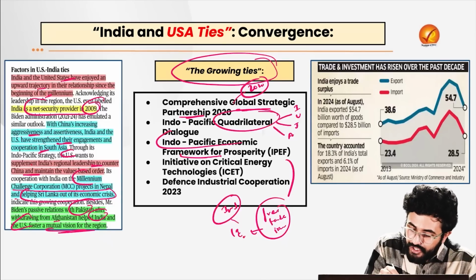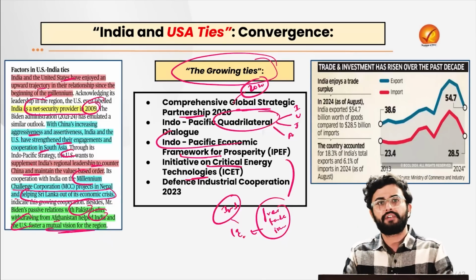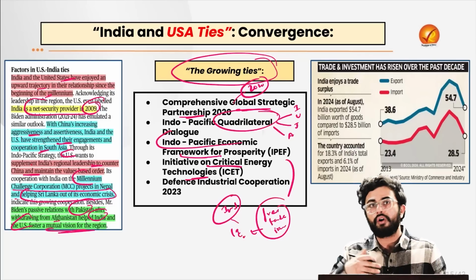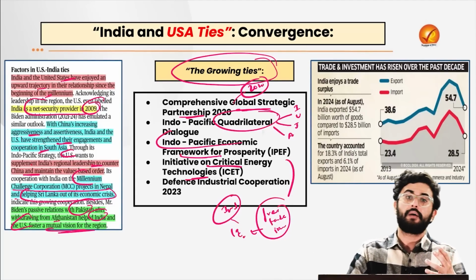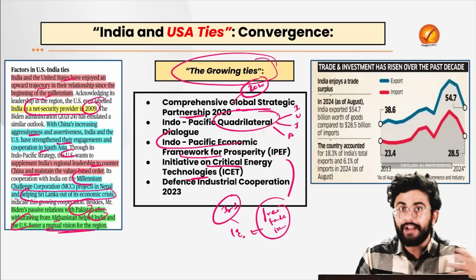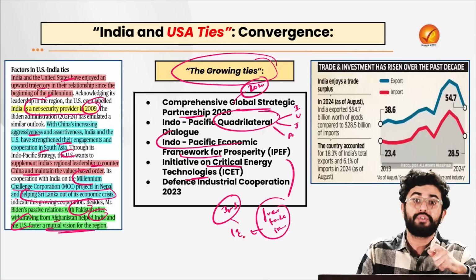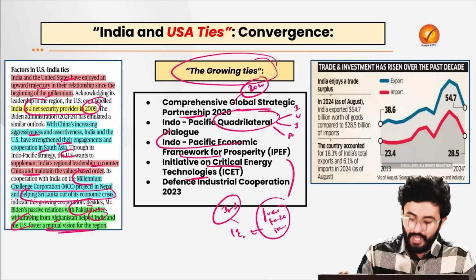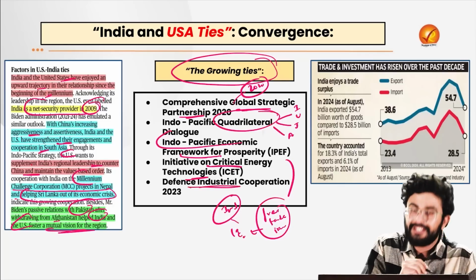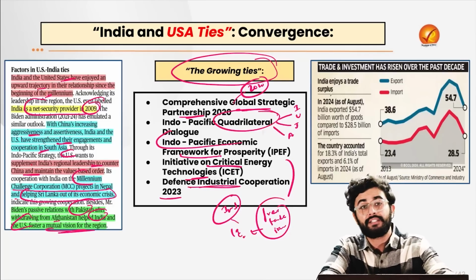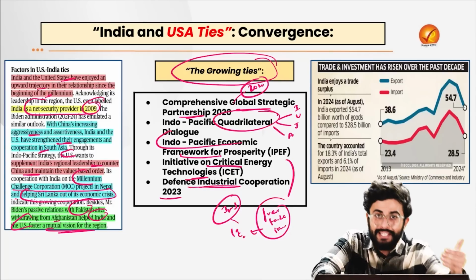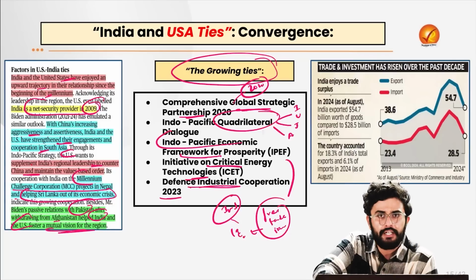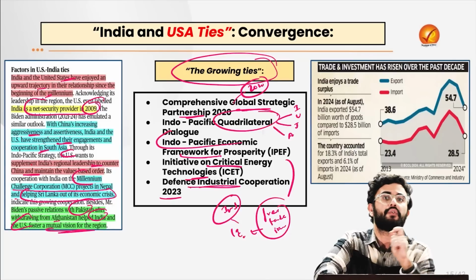Then we have signed an initiative on critical energy technologies, where we are developing technologies like long artillery rounds, or for example jet and other weapons which can be used for further defense cooperation. Then we have also launched Defense Industrial Cooperation 2023, where the idea is to integrate artificial intelligence and machine learning to develop the weapons for the future.